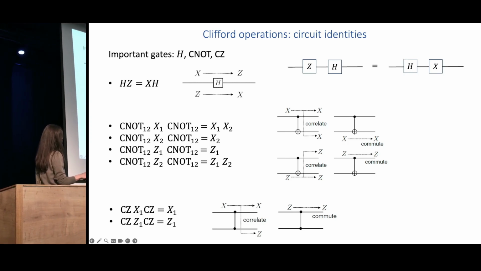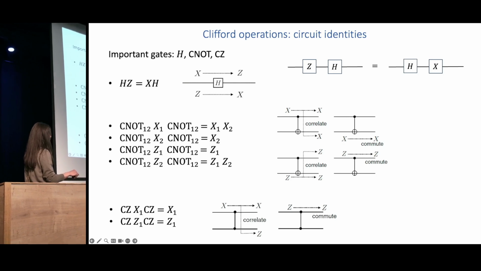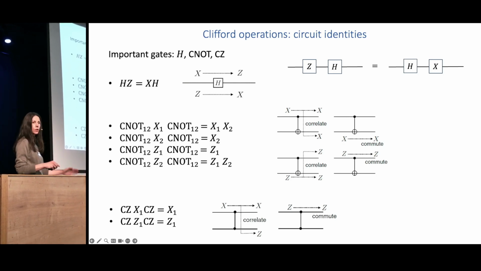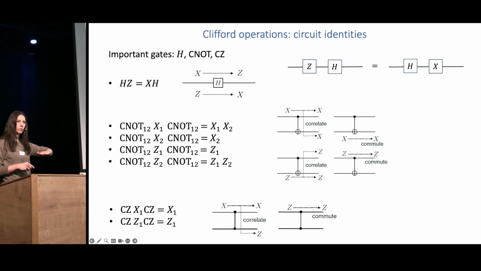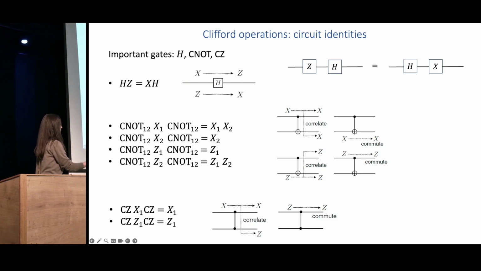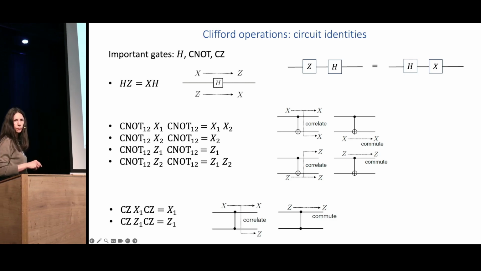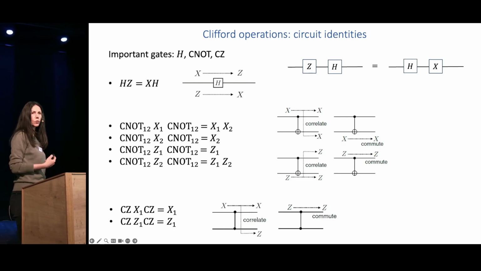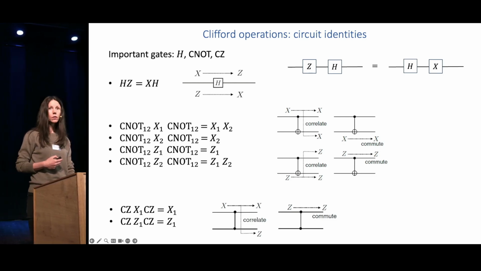If I pass X through here, I get XZ. So I get my CZ, XZ, right? So here's another example where this gate propagates through the qubit. But if I just had Z, Z commutes with CZ, so it just passes right through. And we'll make use of this in a moment.